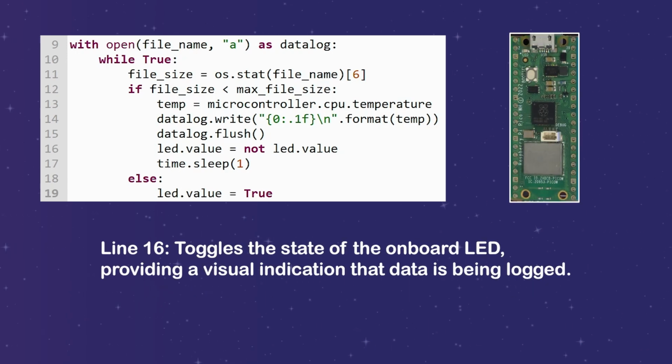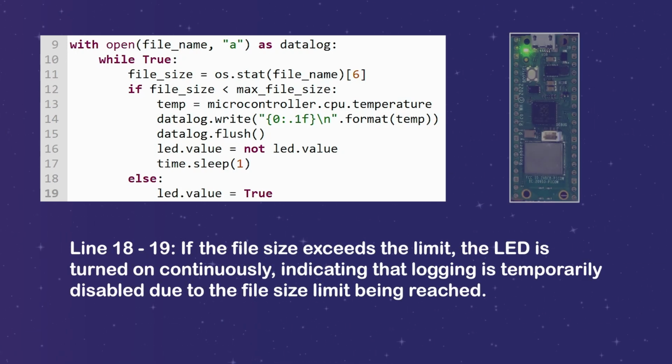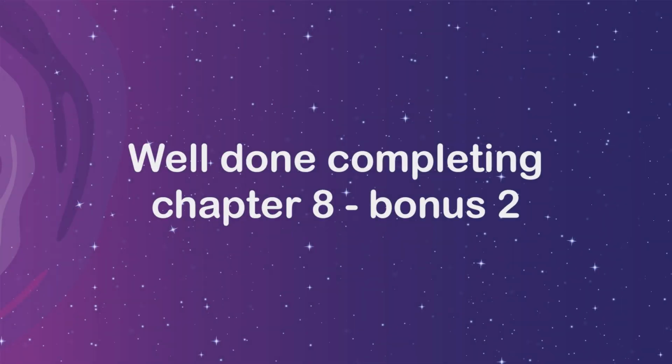Line 16 toggles the state of the onboard LED, providing a visual indication that data is being logged. Line 17 introduces a 1 second delay between temperature readings to control the logging frequency. Line 18 to 19, if the file size exceeds the limit, the LED is turned on continuously, indicating that logging is temporarily disabled due to the file size limit being reached.